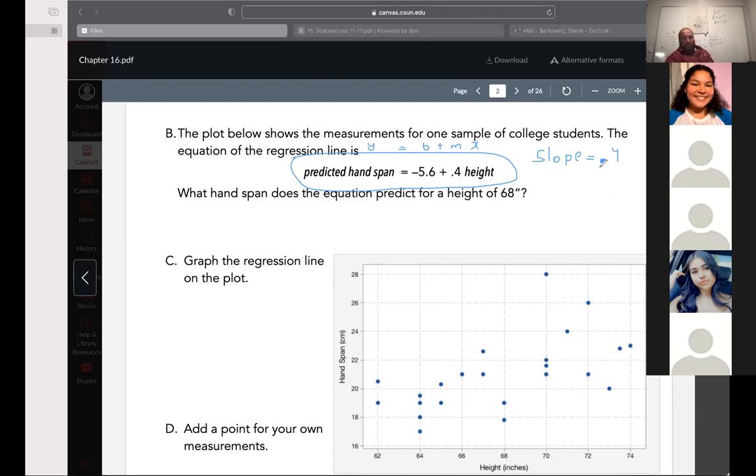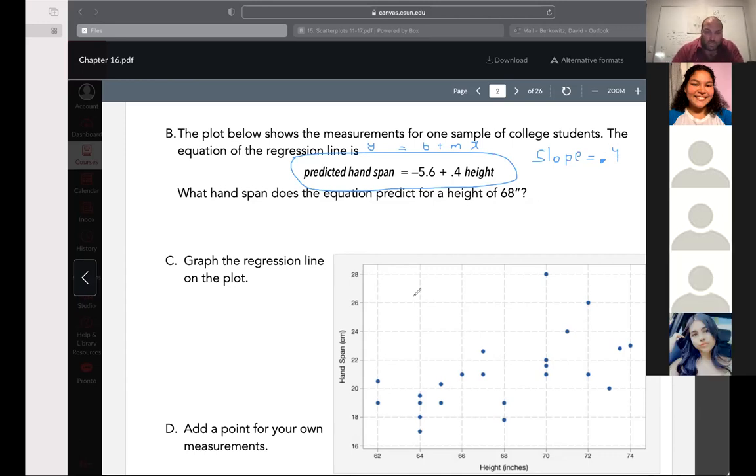So what are the units of the slope? 0.4 what? What's the definition of slope? How do we find the slope of a line? Rise over run. And what is the rise measured in? Centimeters. And what is the run measured in? Inches. So what should the slope be measured in? Centimeters per inch. Rise over run. 0.4 centimeters per inch.